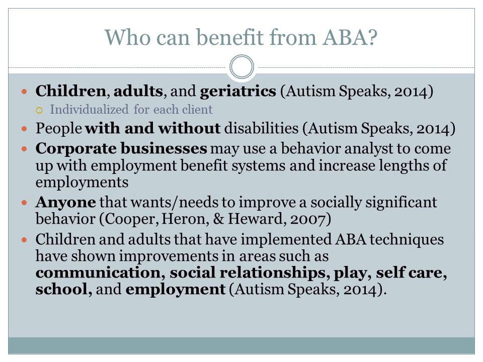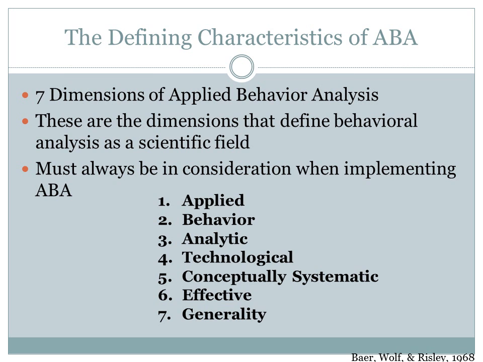Some areas that ABA can cause an increase in and improvement in are communication, social relationships, play, self-care, school, and employment, just to name a few. There are 7 dimensions of ABA. These dimensions really define what ABA is. All of these need to be in consideration whenever something is implemented for a treatment. We always go back to these 7 dimensions: applied, behavior, analytic, technological, conceptually systematic, effective, and generality.